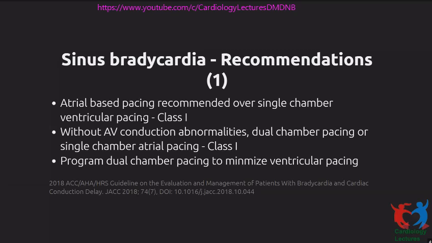When it comes to dual chamber versus single chamber atrial pacing, if your patient cannot afford a dual chamber pacemaker, always put a single chamber atrial, do not put a single chamber ventricular. Now, if they can afford a dual chamber pacemaker, which one should you choose? If you have any AV conduction abnormalities, obviously, so if there's bundle branch block or a prolonged PR interval, definitely choose a dual chamber pacemaker. If neither of these is present, then choosing either dual chamber or single chamber atrial pacing is fine. Both of these come under class 1 indication.